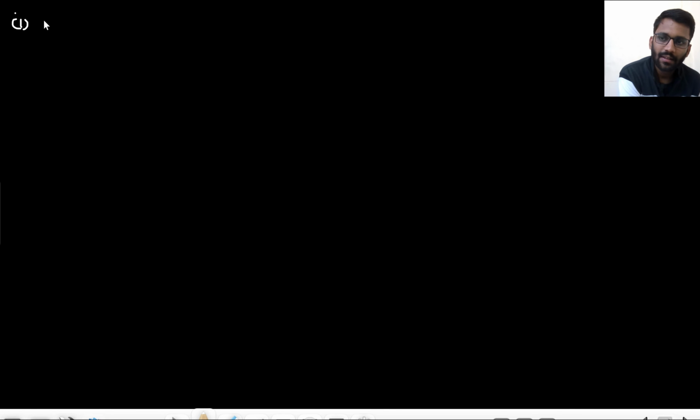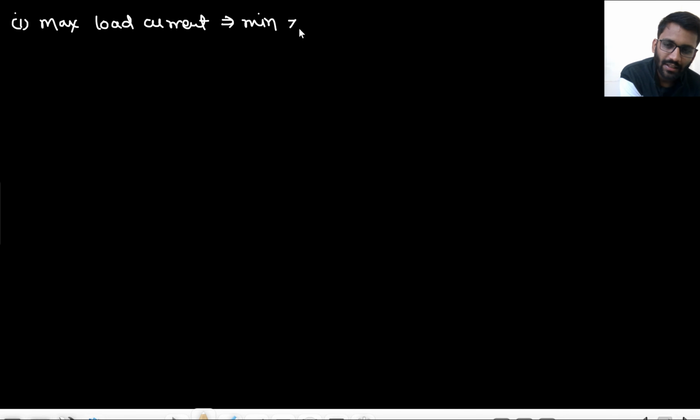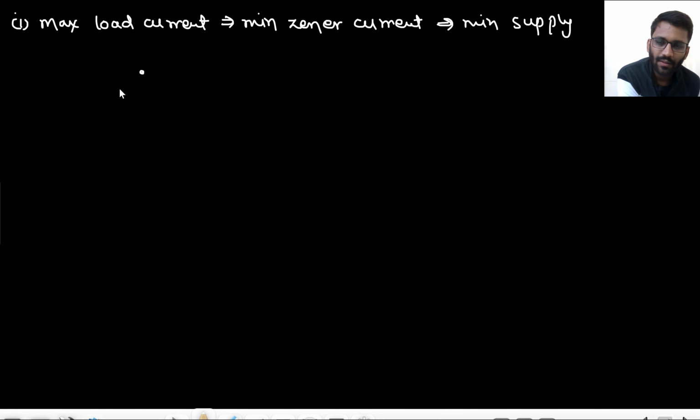So first is the maximum load current. That means minimum Zener current, and that means minimum supply. So what is my minimum supply? That is 20 volt.